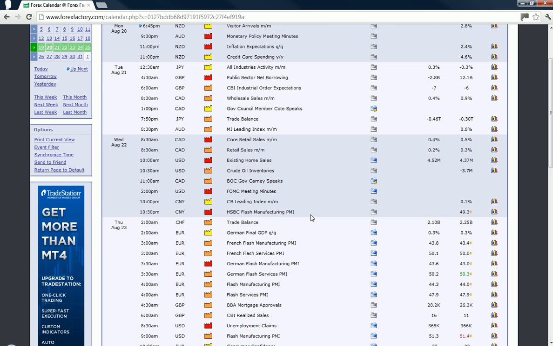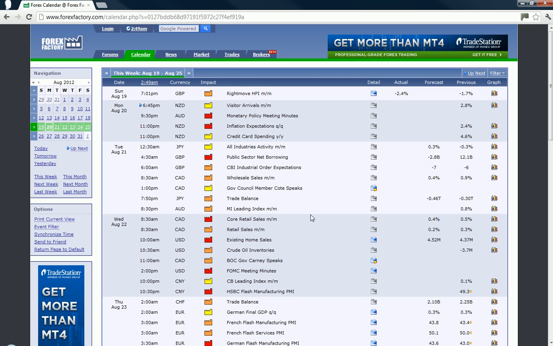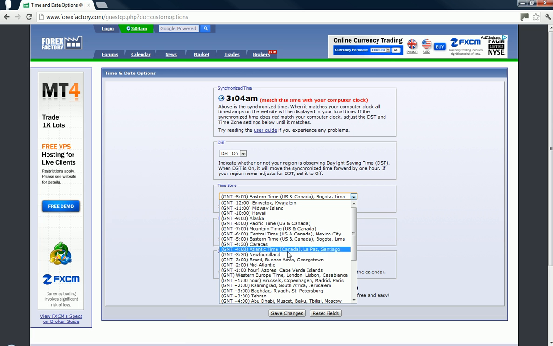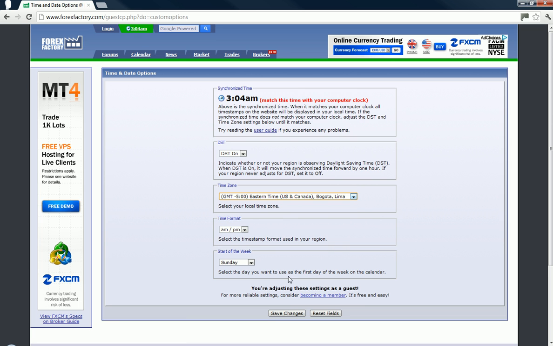Okay, that's all done for the charts. Have a look at the Forex calendar, what we've got coming out this week. Quite a quiet week in terms of news. Let's flip the time over. I haven't changed it to British Summer Time, GMT.